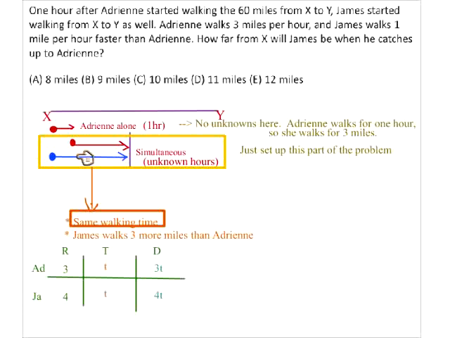Okay, so this is 3t, this is 4t. We have James' distance is 3 more miles than Adrian's distance. So 4t is 3t plus 3, same equation we had last time. So the answer is James' distance, which is 4t, is 12 miles. So you can do that. Any questions?